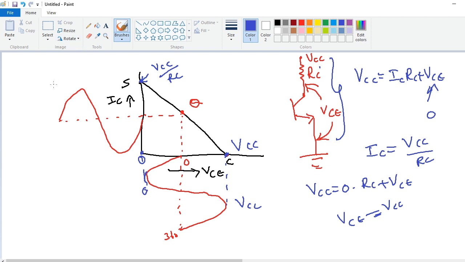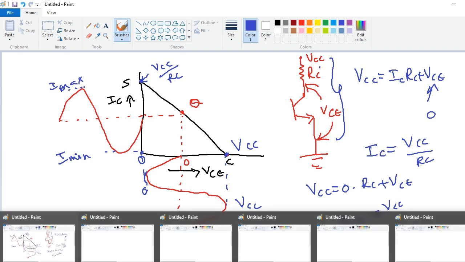Here also, the maximum value of current is IC maximum, and I minimum is equal to 0. This is very, very important to derive the efficiency of a class A series fed amplifier.